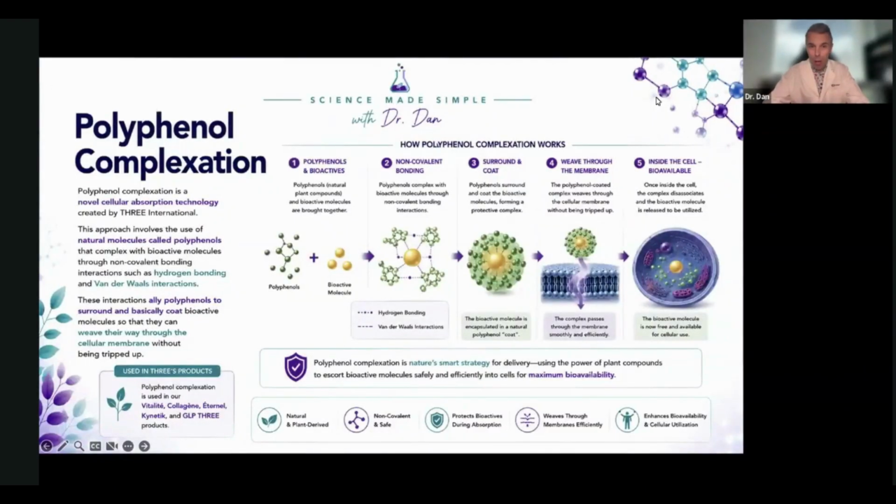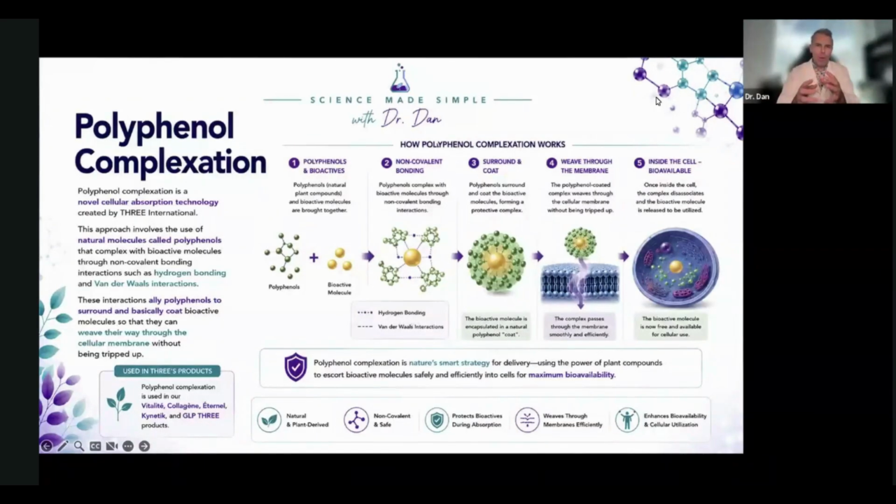Okay, next we have polyphenol complexation. We use this a lot. As you can see here on the slide, we use it in our Vitalite, our collagen, etranol kinetic, and GLP-3. Adjuvants are used in GLP-3 as well. With polyphenol complexation, again, we are molecular experts. Polyphenols are nice because there are hundreds of different types of polyphenols. Some people say polyphenol, that's the British pronunciation. Whether you say polyphenol or polyphenol, I'm American, so I say polyphenol.